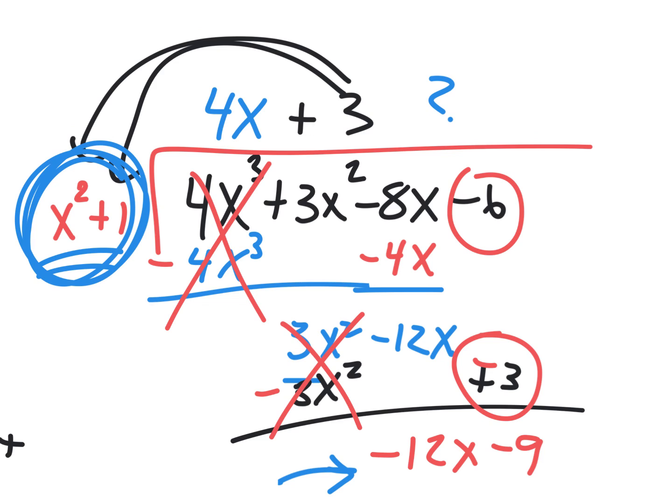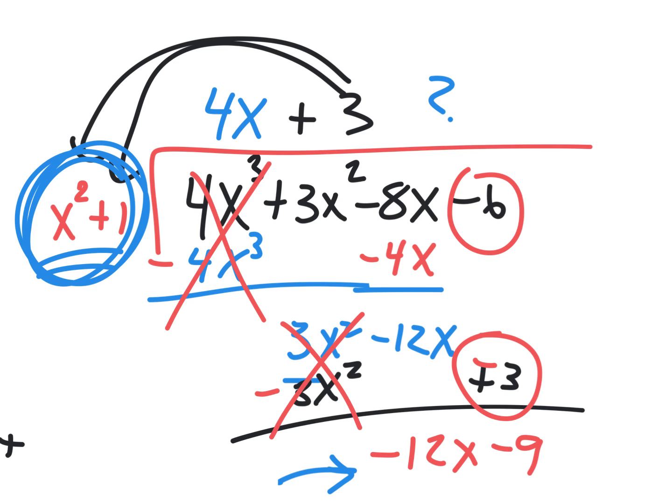Yes? So in the homework problems, what they did was they just multiplied the 4x plus 3, in this example 4x plus 3 times x squared plus 1, and then at the end they just did minus 12x minus 3. I get what you're saying.